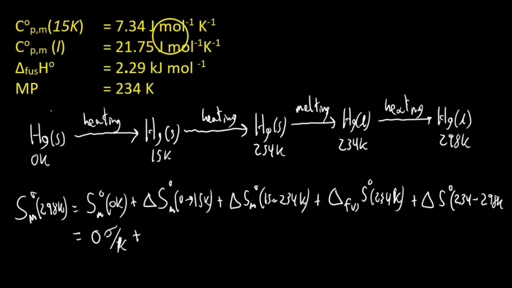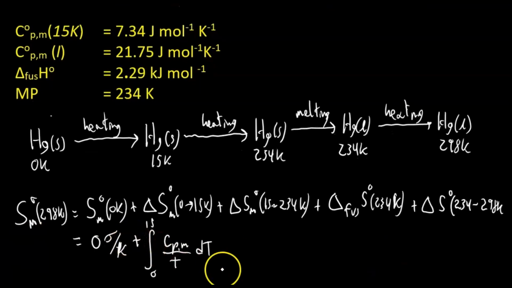Now this is where we use the Debye law. If you haven't seen it, then ignore this term, but if you do have to deal with the Debye law, it's an approximation of what the heat capacity is at very low temperatures, less than 15 Kelvin. And we're going to add the integral of Cpm over T dT. If you want to know where this equation came from, I made a couple videos about it, so check that out. Otherwise, we're just going to keep on going.